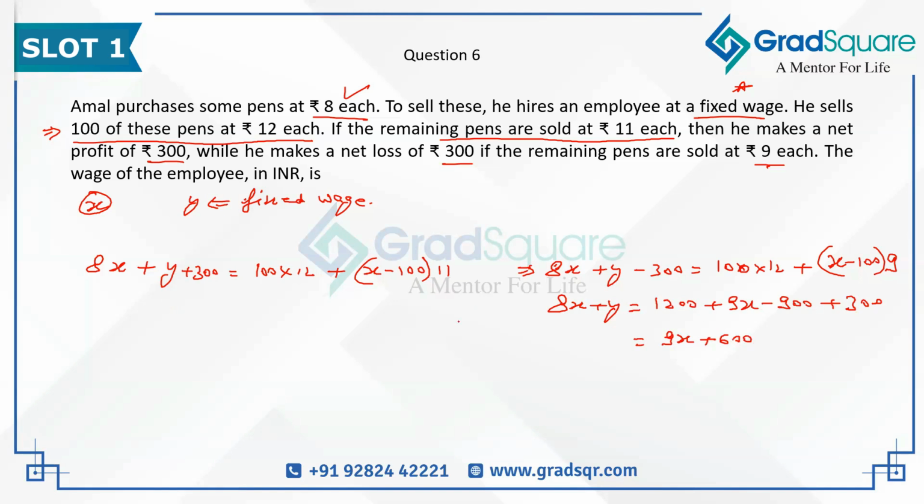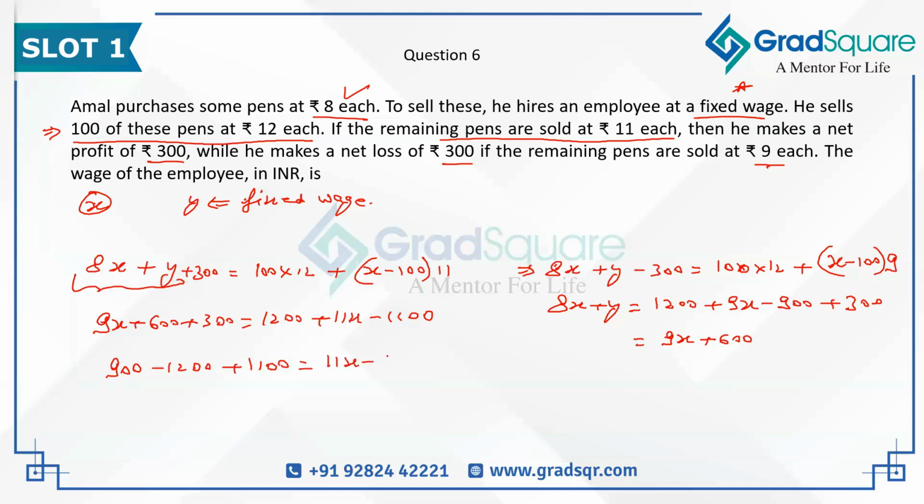So then this will turn out to be equal to what? 8x plus y is something that I can replace over here. I'm replacing basically y and getting everything in terms of x, and then later on we'll use one of the equations to get down to the value of y. So 9x plus 600 over here plus 300 should be equal to 1200 plus 11x minus 1100. That's what the equation looks like. Now let's just try to bring everything on one side. 900 over here minus 1200 over here plus 1100 over here, and then you will have 11x minus 9x. That makes it 2x equals 800.